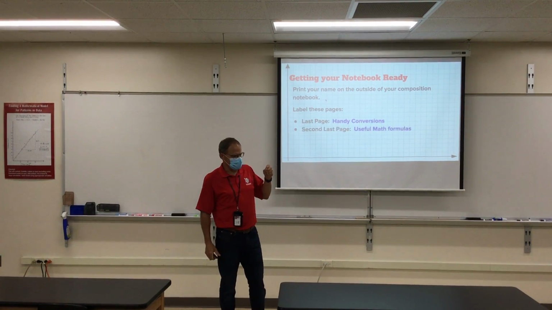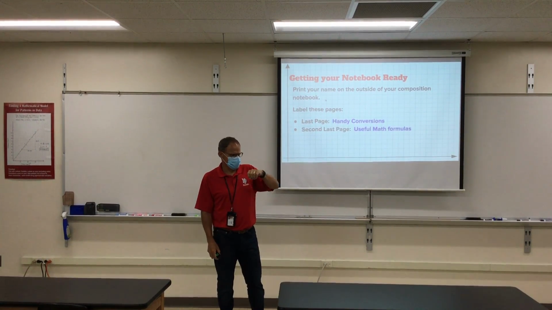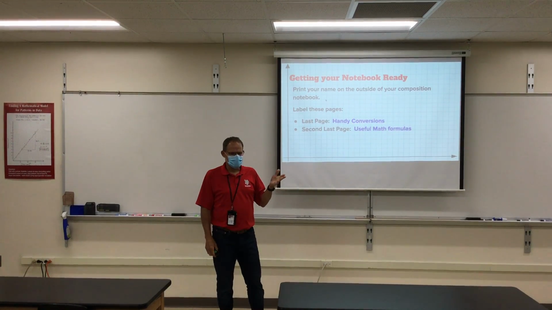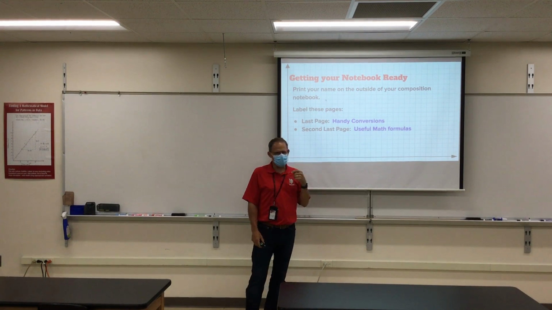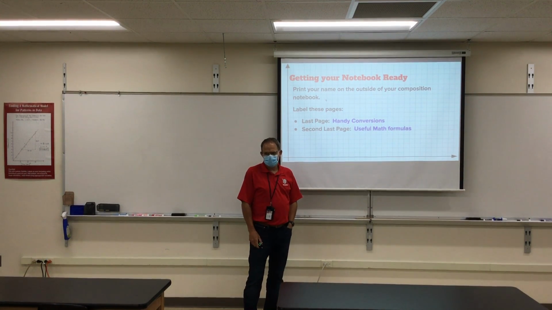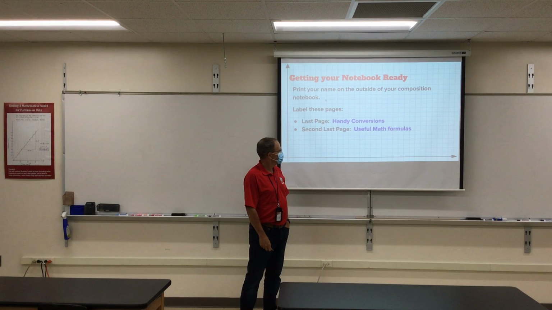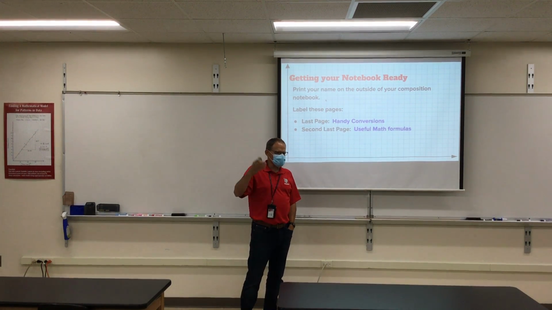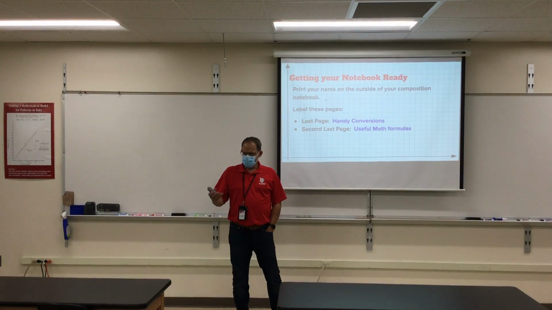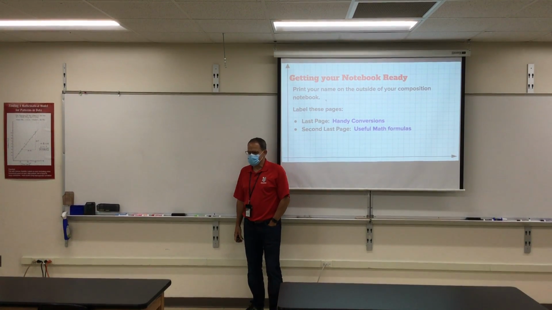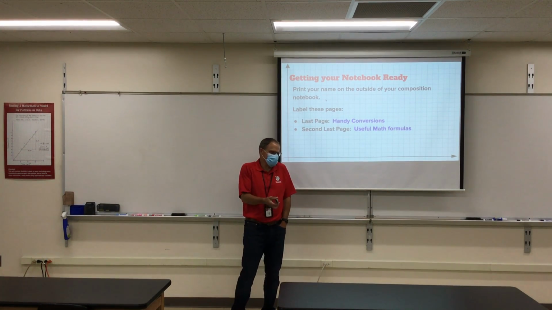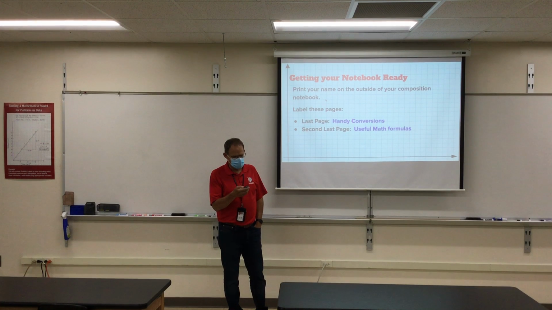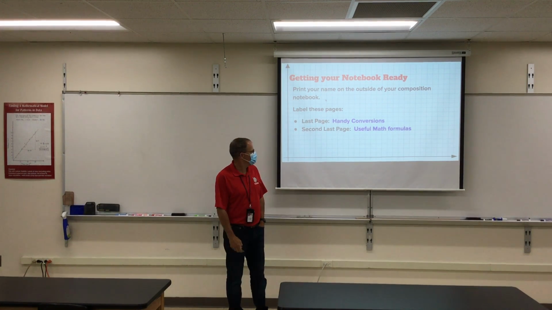The second last page, we're going to put useful math formulas. So turn back a page. So the last page is Handy Conversions. The second last page is useful math formulas. So things like the area of a circle. You know the area of a circle? Pi r squared. In the heat of a test, will you remember that? Maybe not. So if you have it in the reference place, you won't get confused. So things we use a lot, we'll put there.